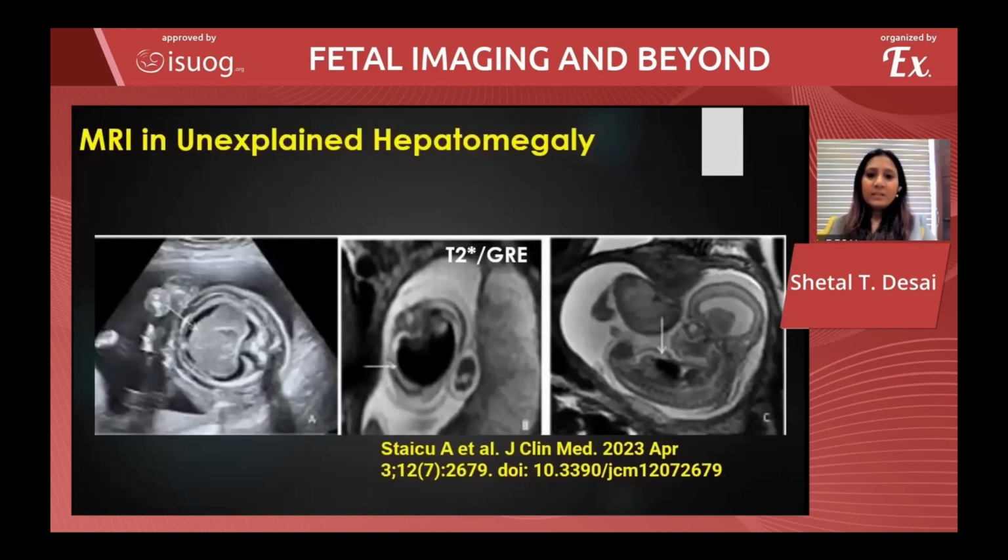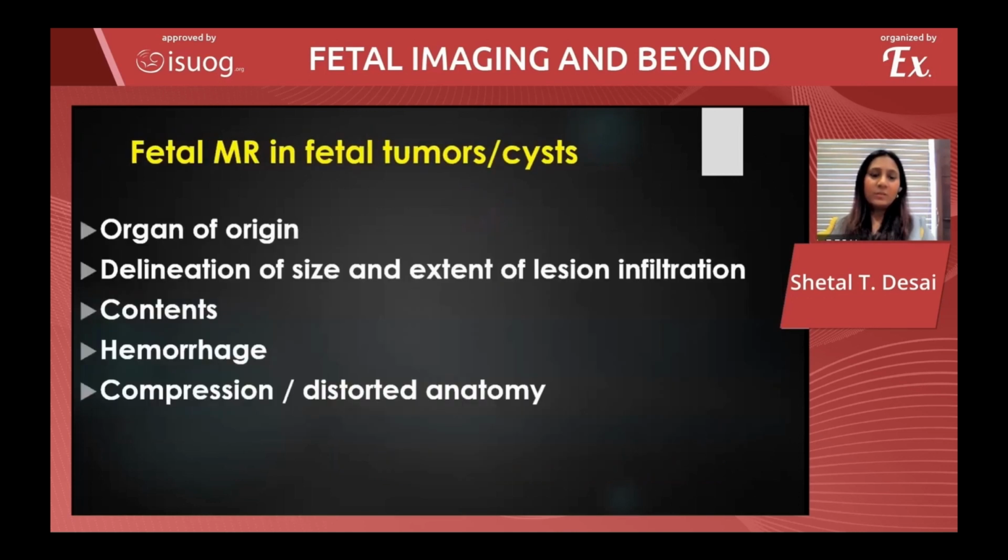Unexplained hepatomegaly: T2 star can be used to diagnose fetal hemochromatosis, which is seen as a dark, T2 hypointense structure as compared to the maternal or fetal fat. And this helps in starting intravenous immunoglobulins in the prenatal period, preventing postnatal consequences.